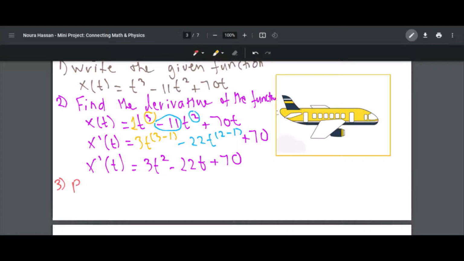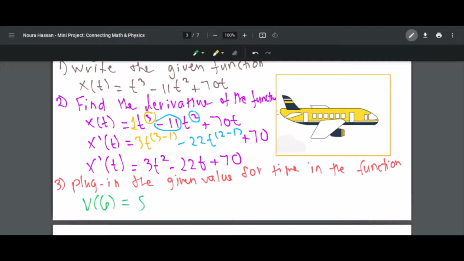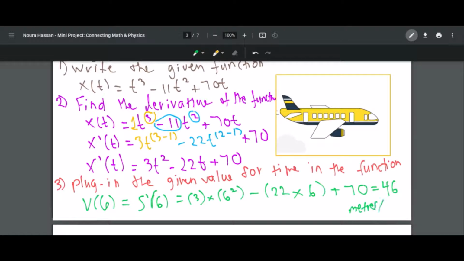Step 3 is to plug in the given value for time in the function, which will be v of 6, and that equals s prime of 6, and that equals 3 times 6 squared minus 22 times 6 plus 70, and that will give us 46 meters per hour.